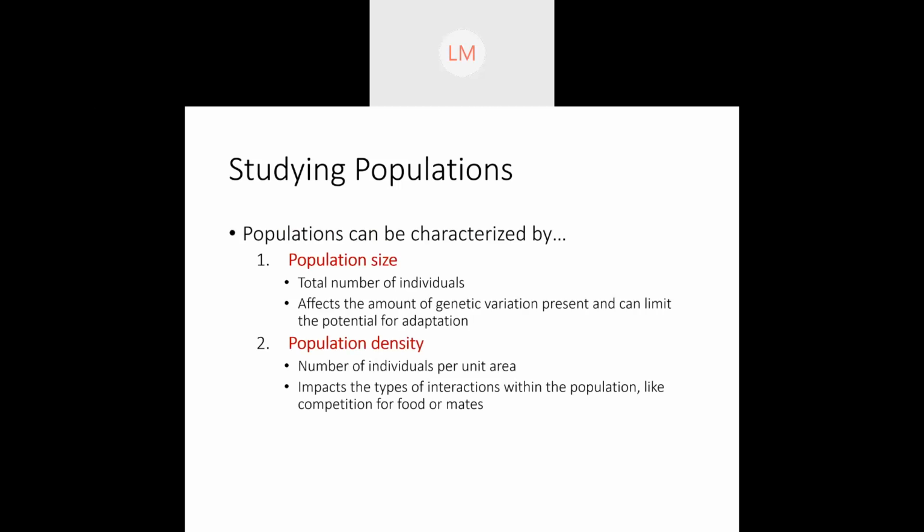So it affects the types of interactions that happen within that population, specifically competition, right? If most of our population is congregated into this one part of the habitat, there's going to be a lot more competition for food and potentially a lot more competition for mates that's happening in this more dense area. So we want to understand how many individuals are there and how they're kind of spread out within their habitat.